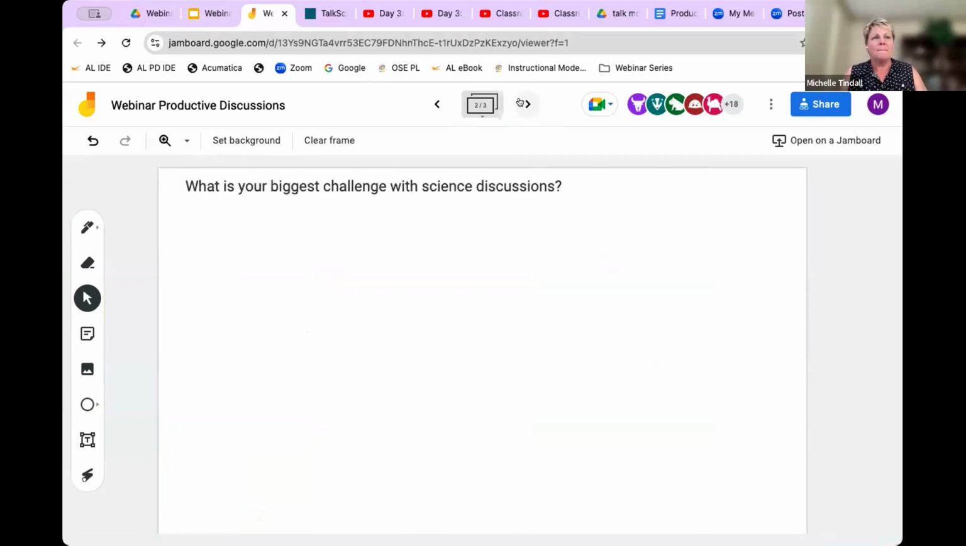So I want to take a second. If you flip over to frame 2 in our Jamboard, you'll see: what is your biggest challenge with science discussions? So if we could do the same, put it on a sticky note, and then start to move our sticky notes into some common threads of what we're seeing in terms of challenges with science discussions. So go ahead and add in your biggest challenges with science discussions.